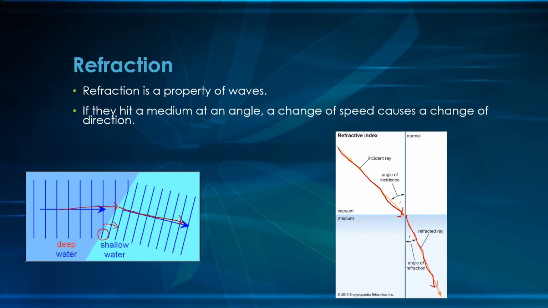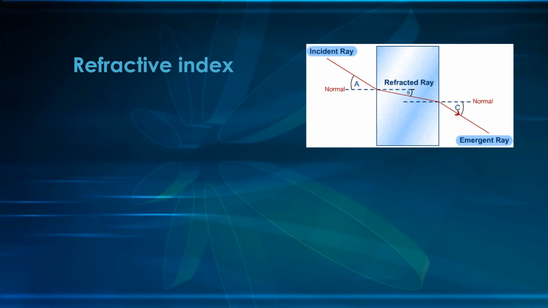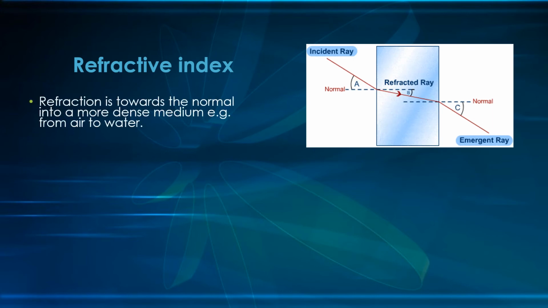The angle of refraction is the angle between the refracted ray and the normal. Again, just a reminder that the normal line is an imaginary line that is drawn at 90 degrees to whatever the interface is. Now, refraction occurs either towards or away from the normal line, and that depends on the density of the material.